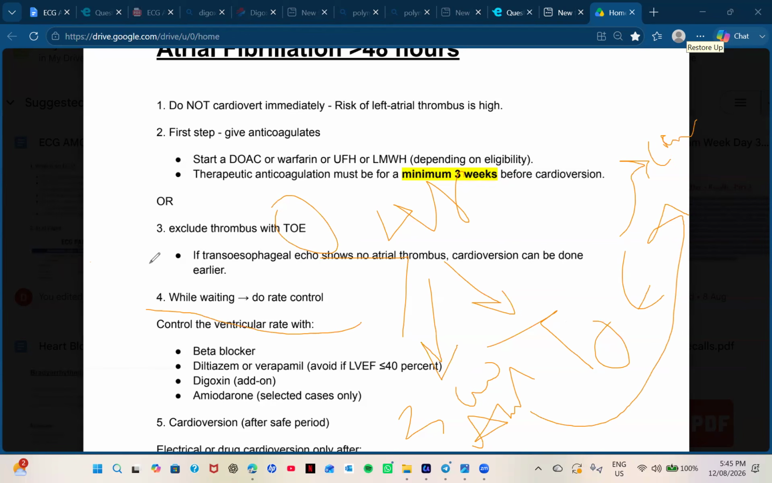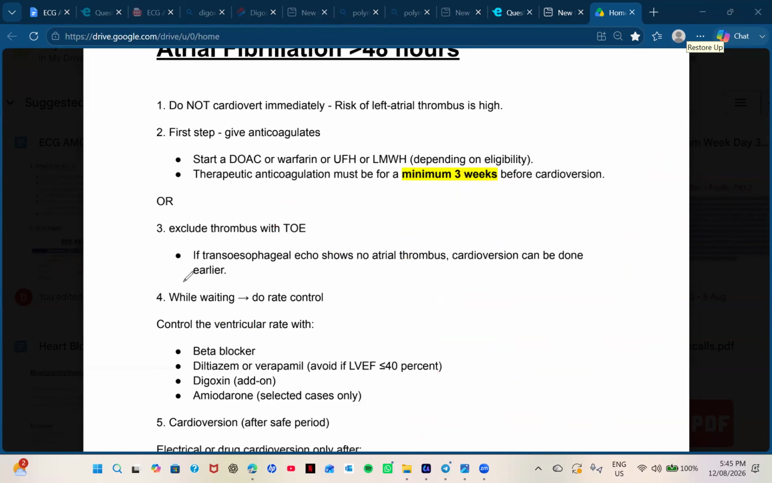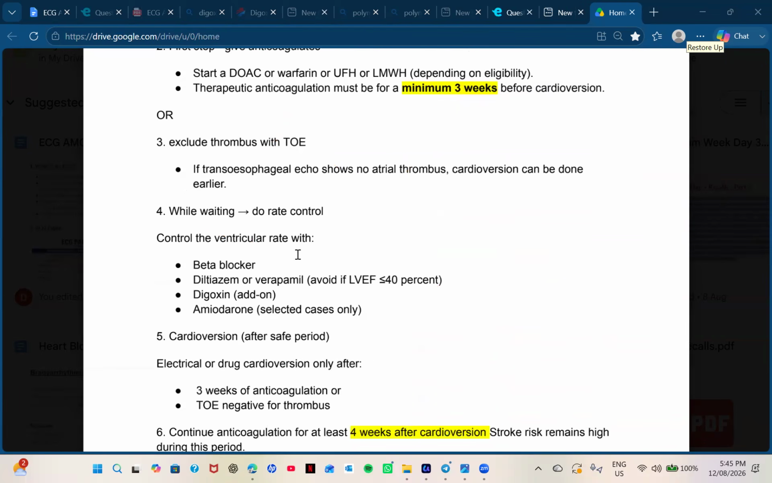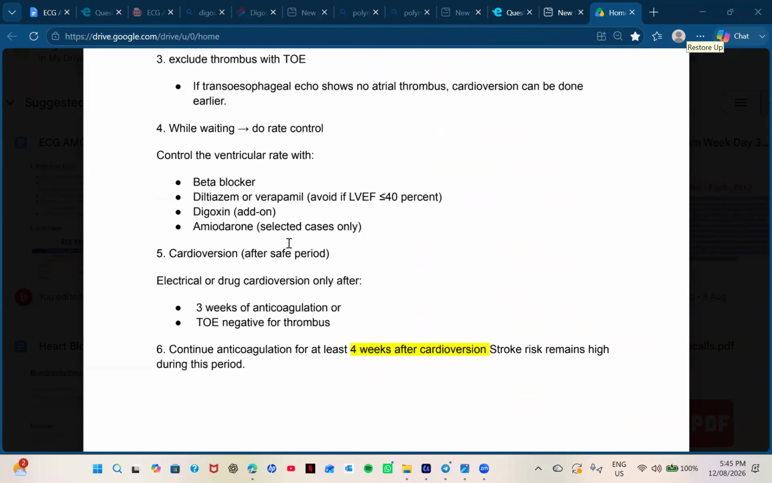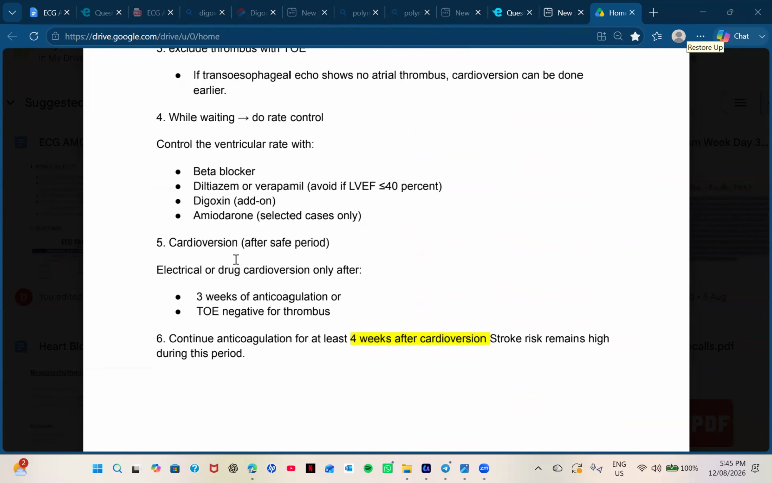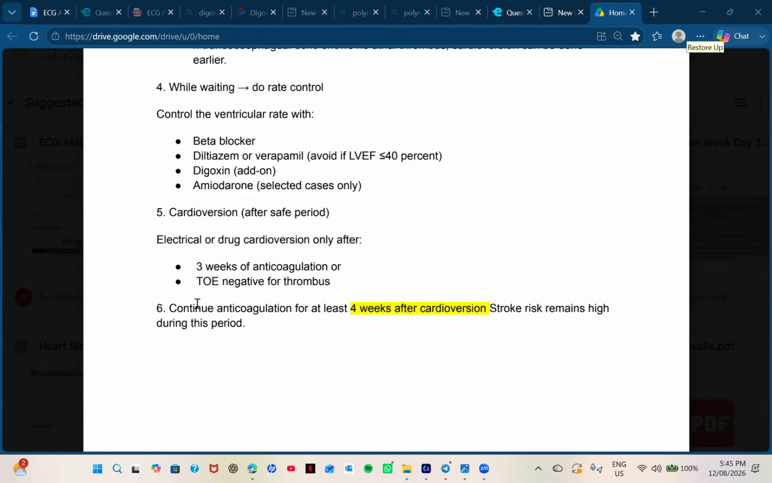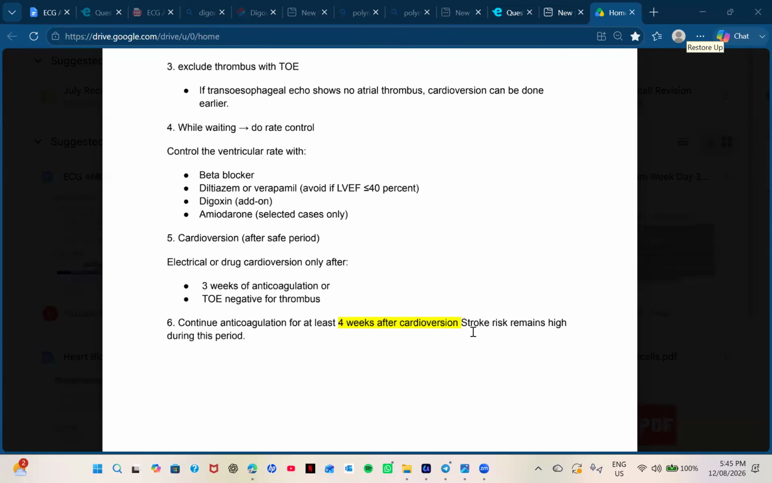While you are waiting for the cardioversion, you can do the rate control, because both are part of atrial fibrillation management. While waiting, control the ventricular rate with beta blockers, the same thing we just discussed. Then cardioversion after a safe pre-period or after excluding the left atrial thromboembolic risk. Electrical or drug cardioversion only after 3 weeks of anticoagulation or TOE negative for thrombus. Then this is another important thing: continue anticoagulation for at least 4 weeks after cardioversion.